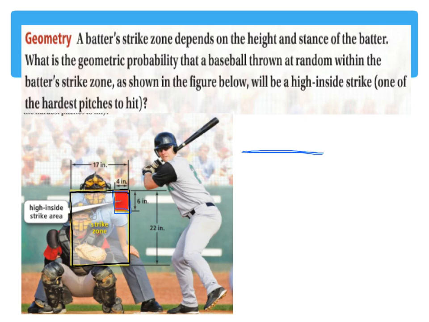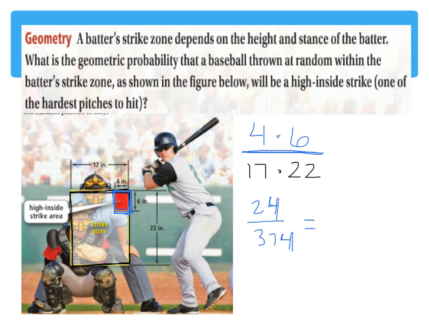So this length is going to be 17, and the side length is 22. Again, I'm wondering, what's the probability that the pitcher is going to get it in the high strike zone? So now if I look at this area right here, that's going to be 4 times 6, because I'm looking for the area of my rectangles. And I would get 24 over 374, because that's my area of my small high strike zone over the area of my whole strike zone.